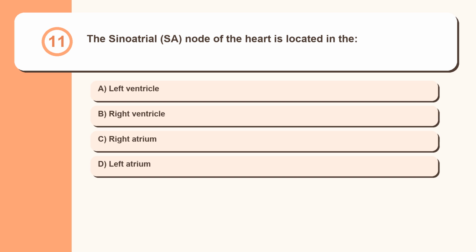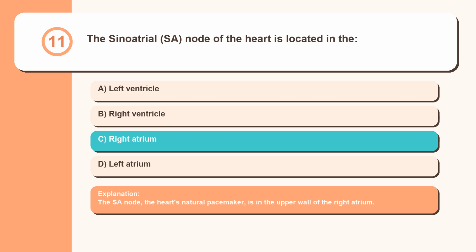Question 11. The sinoatrial (SA) node of the heart is located in the left ventricle, right atrium, left atrium. The SA node, the heart's natural pacemaker, is in the upper wall of the right atrium.